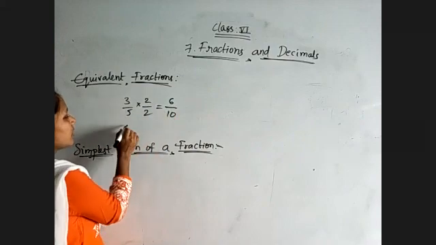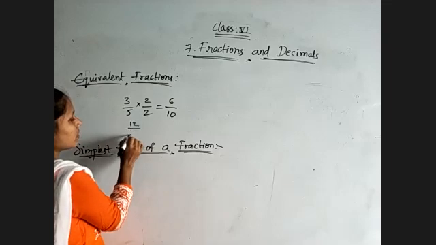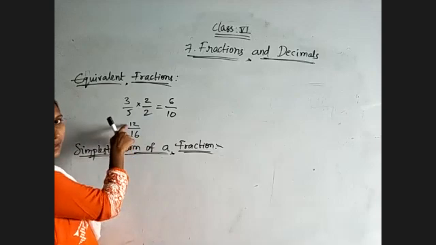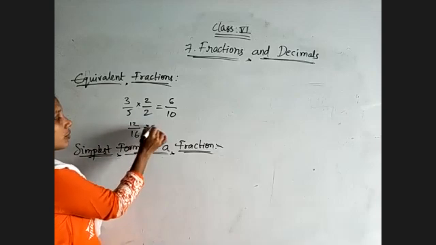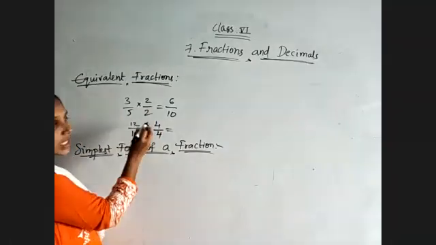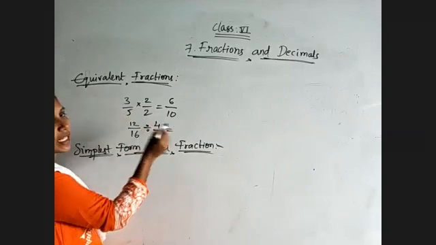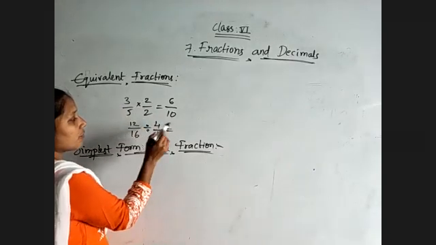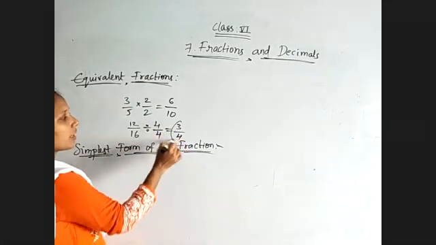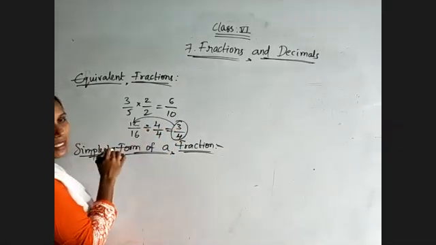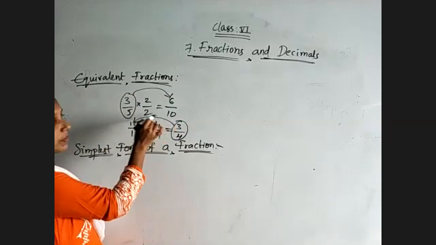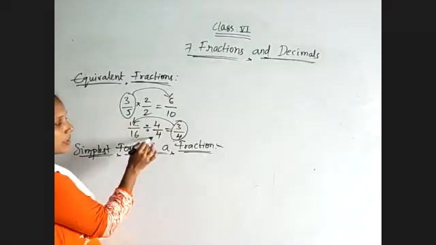Suppose I have 12 by 16. Now both numbers will cancel in the 4 table, so I am dividing by 4 by 4. When you multiply or divide the numerator and denominator by the same number, you will get the equivalent fractions. So 4 1s are 4, 4 3s are 12, 4 1s are 4, 4 4s are 16. 3 by 4 is the equivalent fraction of 12 by 16. 3 by 5 is the equivalent fraction of 6 by 10. Here 6 by 10 is obtained by multiplication and 3 by 4 is obtained by division.